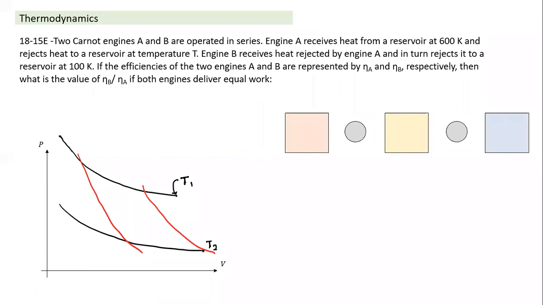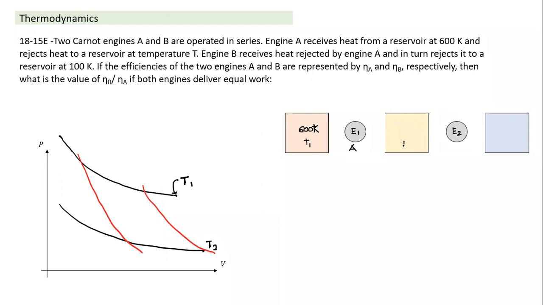Okay, so what you see here is one Carnot engine, E1, and there's another engine, E2. They are operated in series. Basically, the heat rejected by E1 becomes the heat input of E2. Engine A receives heat from the reservoir at 600 K. If I call this T1, then T1 is equal to 600 K, and it rejects heat to a reservoir at temperature T.